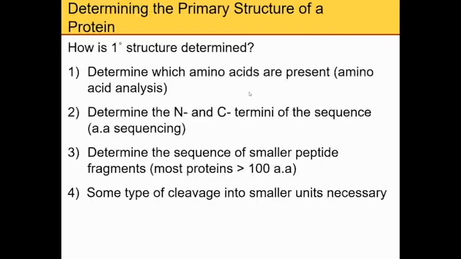All right, so that's the protein gel electrophoresis, okay? And then the next technique is to determine the primary structure of protein. Basically, the primary structure of a protein is the amino acid sequence. So you want to determine which amino acids are present in the peptide. Okay, and then you want to determine the N-terminal and C-terminal of the sequence. And you want to determine the sequence of smaller peptide fragments. Okay, so these are very important.